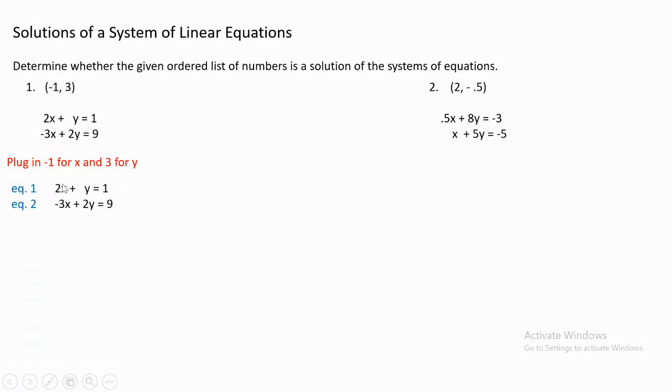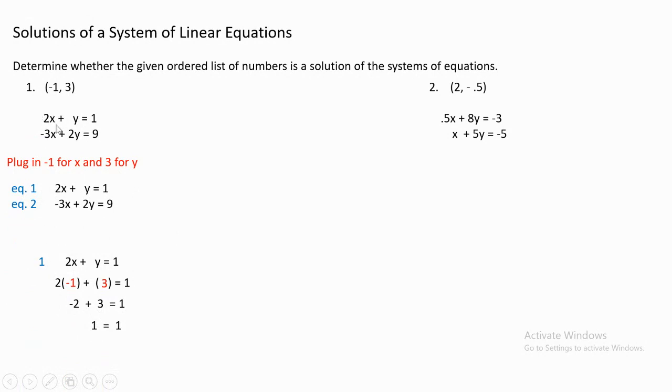So let's call the first equation equation 1, which is 2x plus y equals 1. And equation 2 will be -3x plus 2y equals 9. Let's take equation 1, and we're going to plug in the point (-1, 3) for x and y. You notice x is -1 and y is 3. After we evaluate it, we get -2 plus 3 equals 1, so 1 equals 1. So it's true for equation number 1.